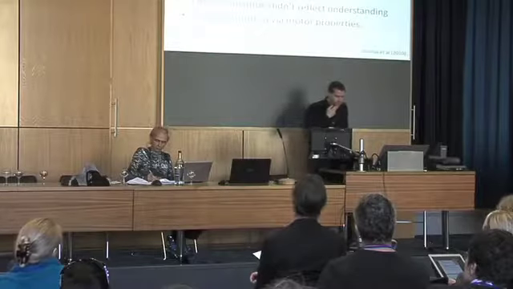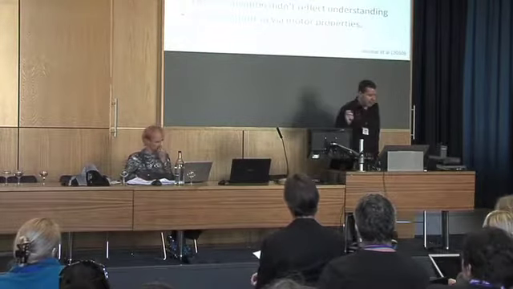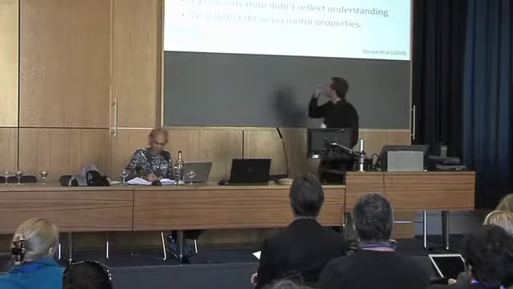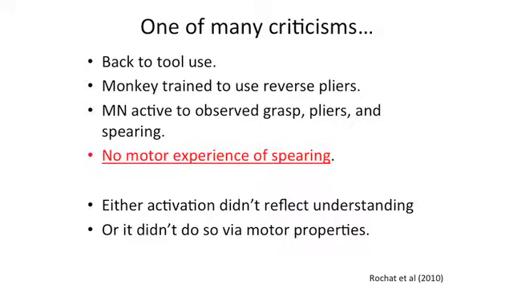I think one of the very interesting things, and Harold mentioned this, is the idea that these representations are motor. So if we go back to the tool use mirror neurons, the interesting thing about this study is that monkeys were trained to use reverse pliers. In the observation condition, the response of these neurons to observed grasping with the hand, pliers, and spearing, a piece of food being stabbed, was recorded. And the authors were very clear to point out that the monkeys had absolutely no motor experience of spearing. They argued this shows goal understanding.